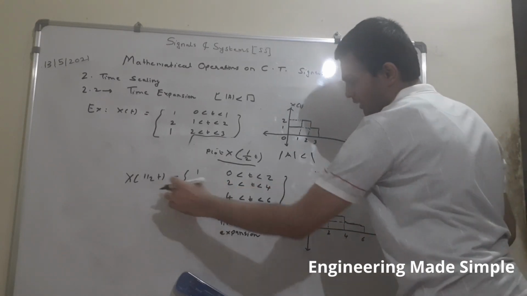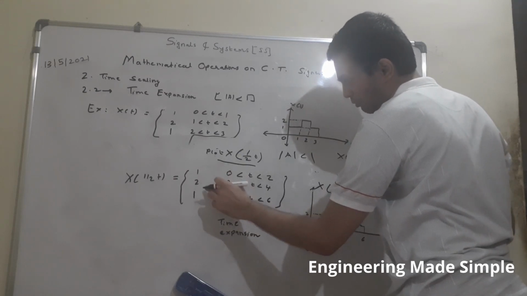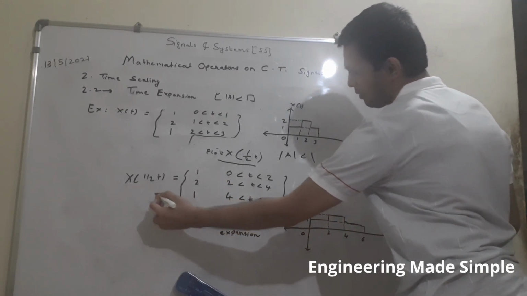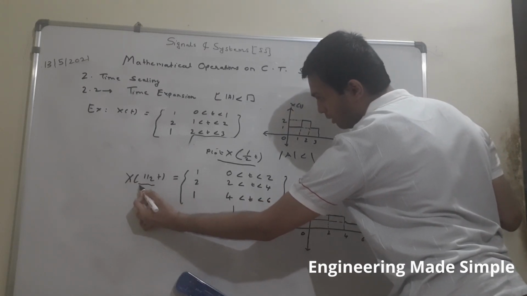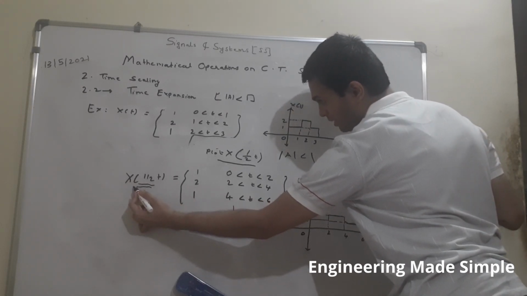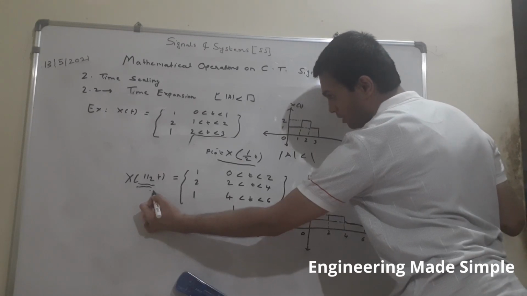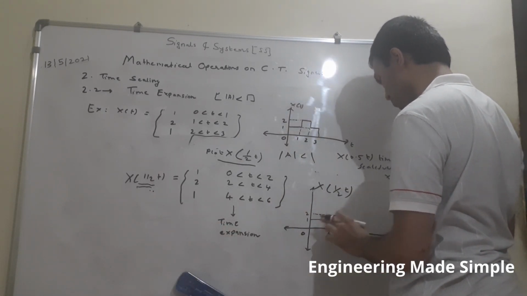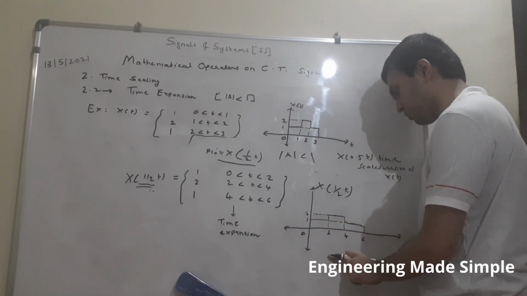As it is time scaling, the amplitude values of the signal, which are 1, 2 and 1, will remain the same. They will not change, because the mathematical operation is only performed on the independent variable time t. So this is x of half t, the time expansion we are supposed to find out. How will you find x of half t? Nothing is going to change in terms of the amplitude of the signal.